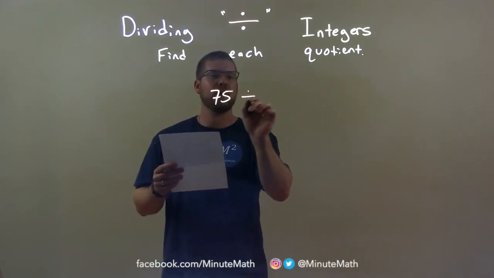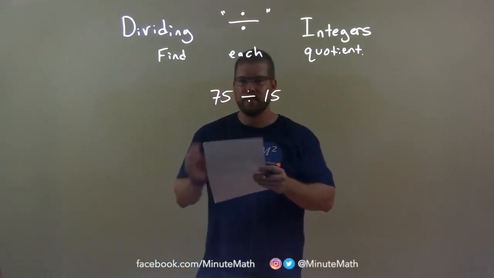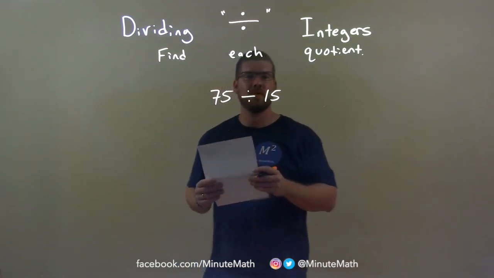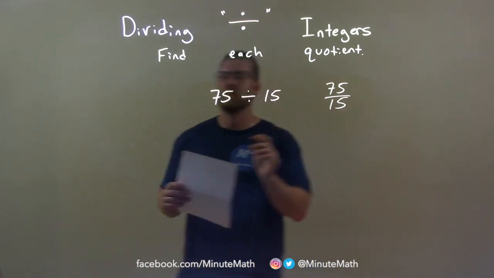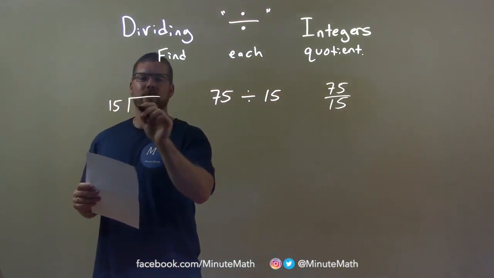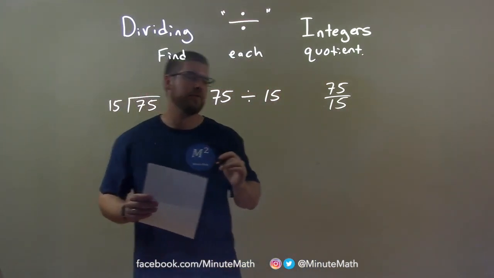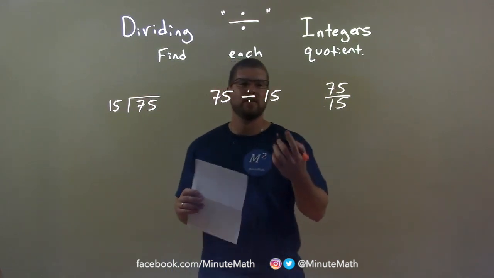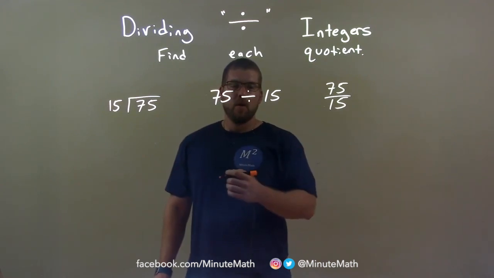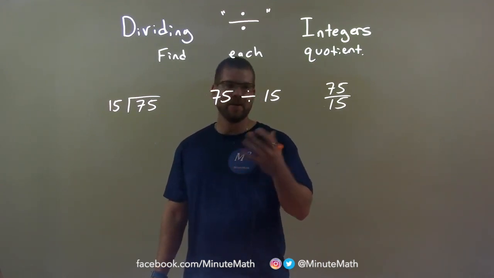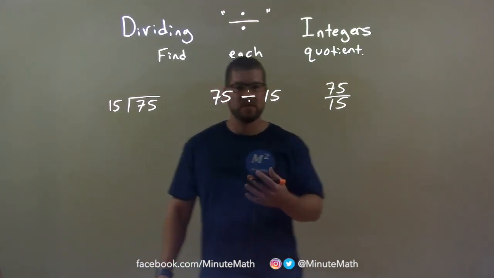75 divided by 15. All right, so we have 75 divided by 15. Well, that's the same fraction as 75 over 15, or 15 into 75. Okay, so the question still remains is how many times does 15 go into 75? Well, if we don't know that off the top of our head, right, it's going to be kind of difficult, it takes some time there, all right?